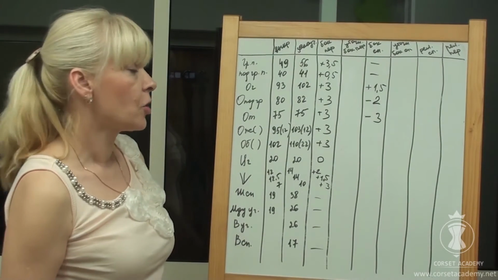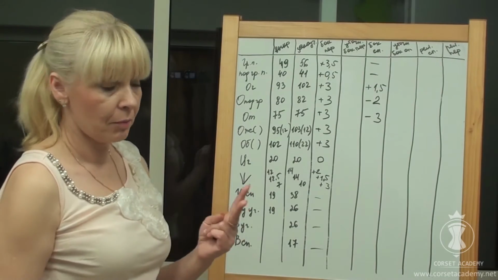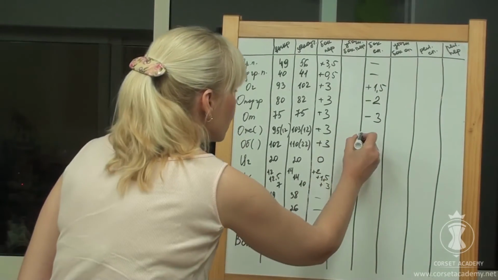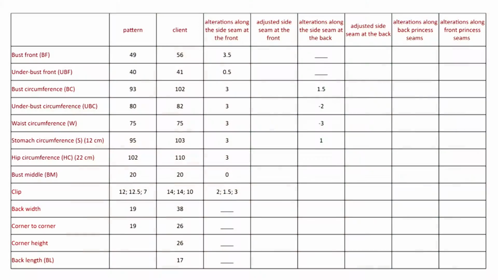I divide it in half. As a result, I need to expand the back by 1 centimeter from each side along the stomach line. I write 1 centimeter in the table.